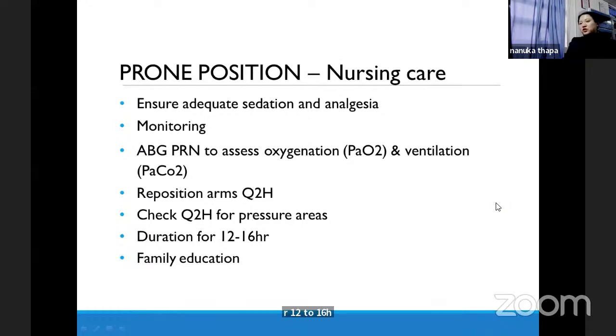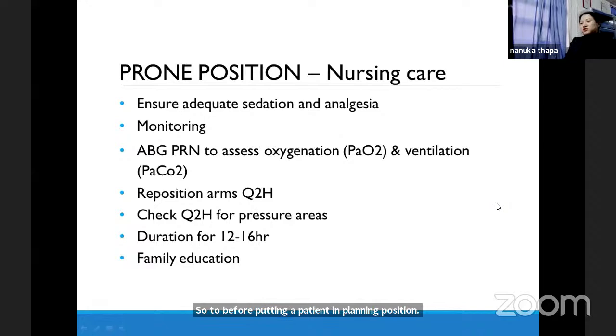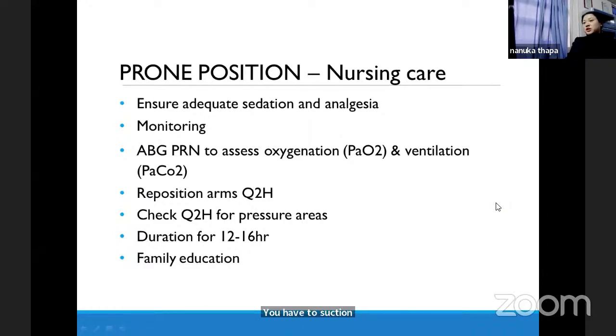Before putting a patient in prone position, the prerequisites we have to do are: you have to suction the nasogastric tube and withhold the feeding for at least 1 hour.